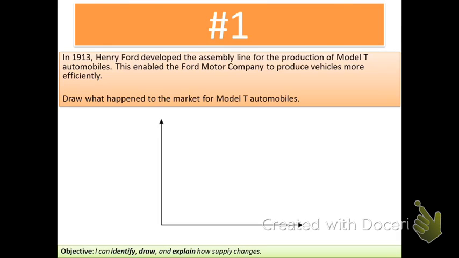1913, Henry Ford developed the assembly line for the production of Model T automobiles. This enabled Ford Motor Company to produce vehicles more efficiently. Draw what happened to the market for Model T automobiles.